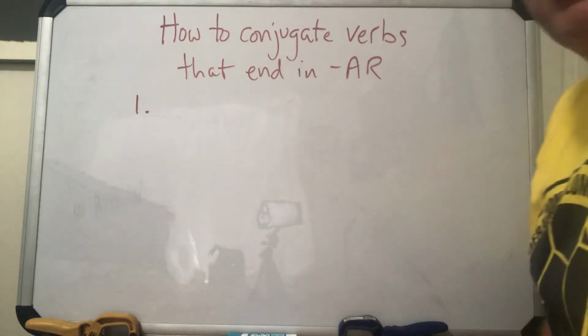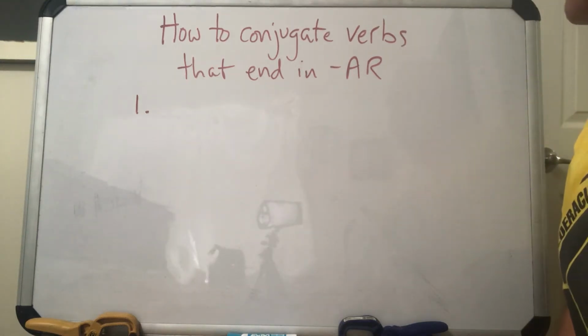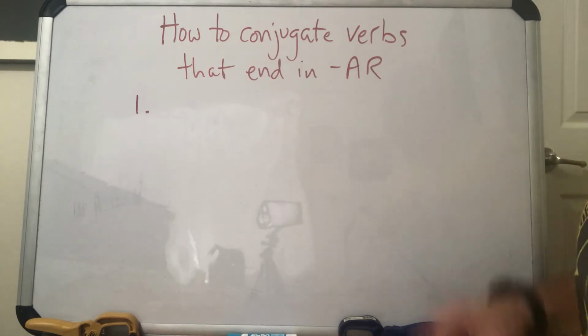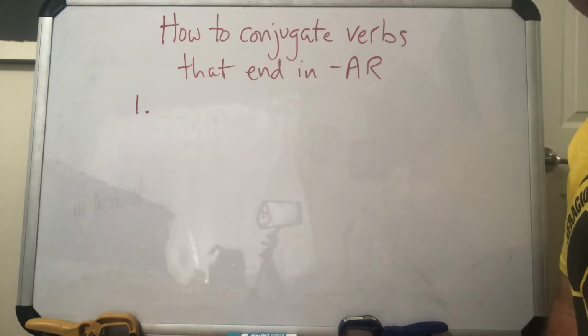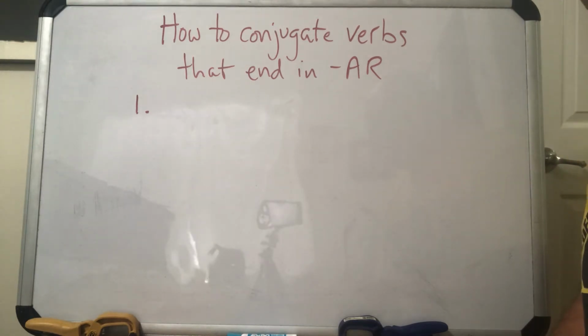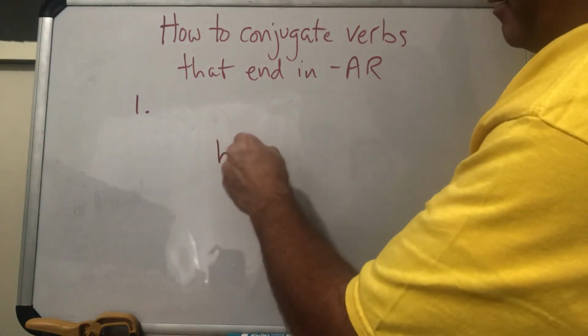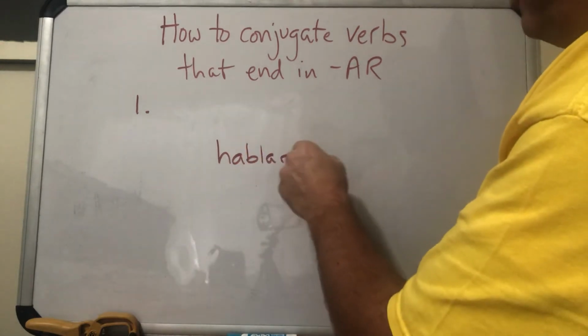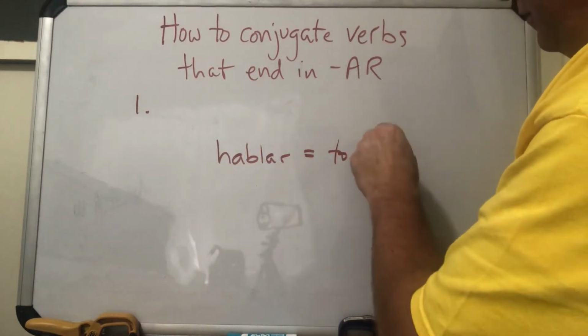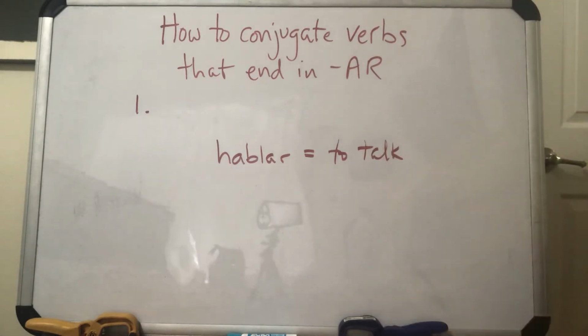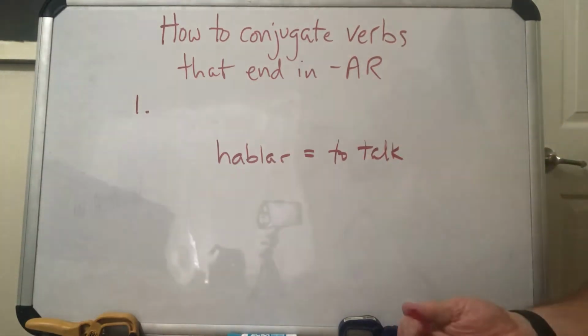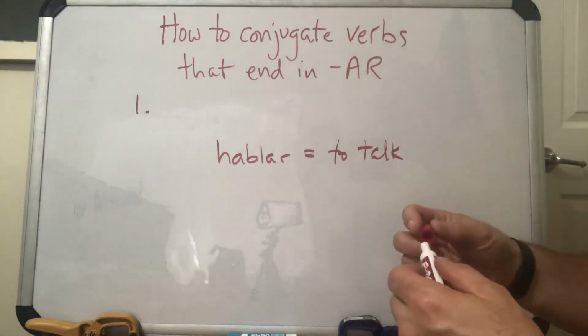All right, muchachos, in this video we're going to talk about how to conjugate verbs that end in AR. We talked about this word before, conjugate. That's where we're changing the verb so it now agrees with the subject. If we don't conjugate a verb in Spanish, for example the verb hablar, which translates to talk, and you just say that, we have no idea who's talking or when they were talking. It doesn't make any sense.